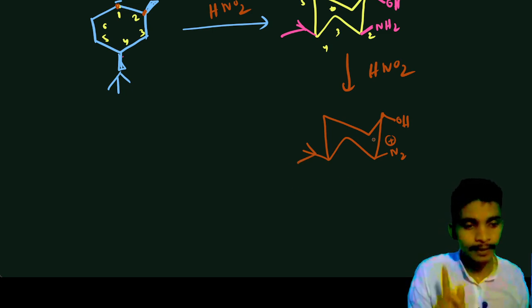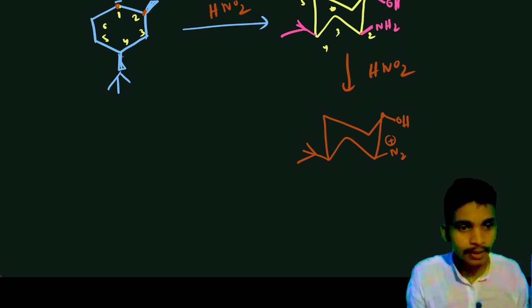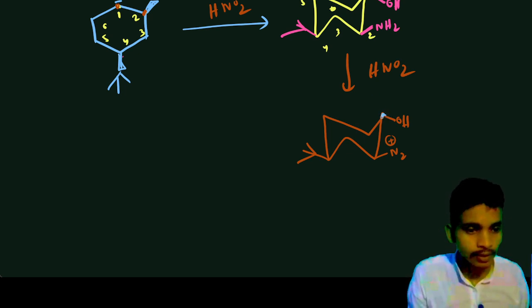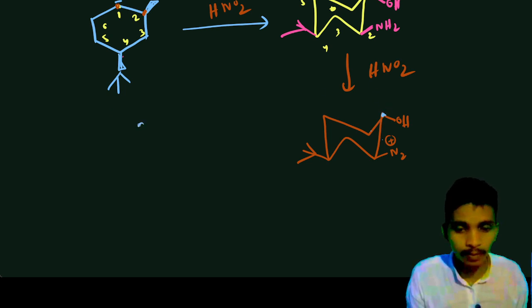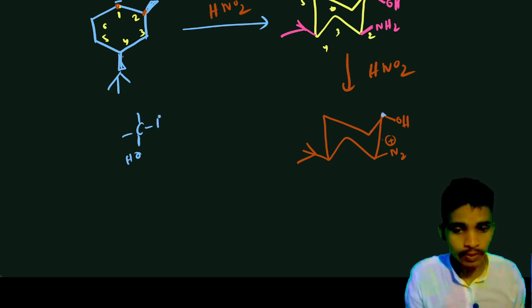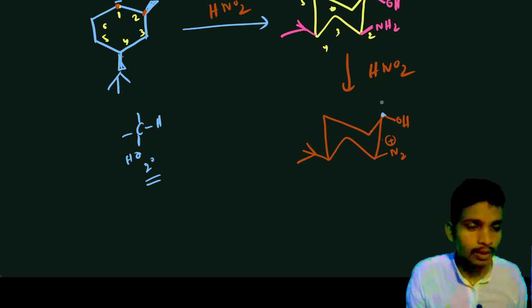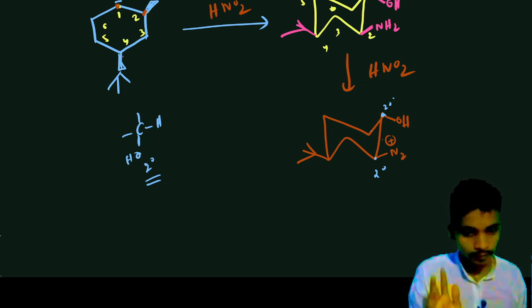Now what will happen, you see this carbon, one side is this, the other side is this. It means this carbon has 4 atoms. Okay, one is this, another is this, and the other side is OH, and the other has to be H. It means that this is a 2-degree carbocation. Okay, and this is also a 2-degree carbocation.